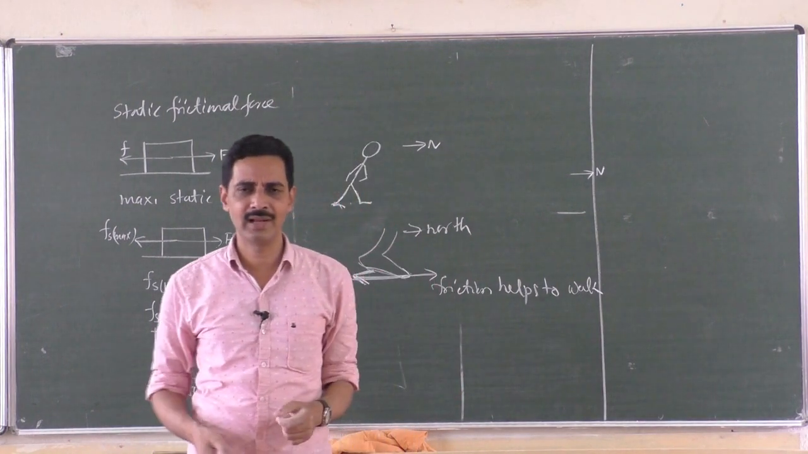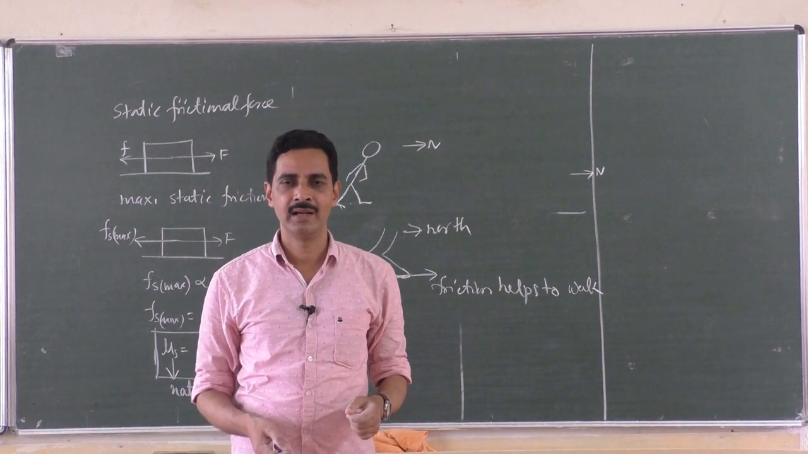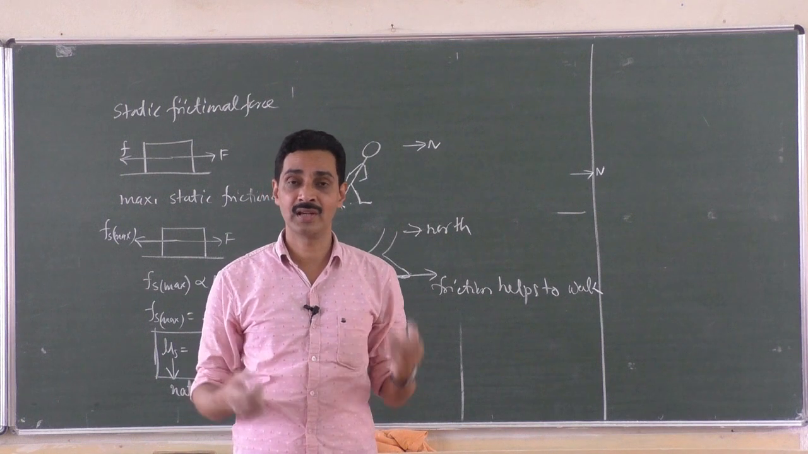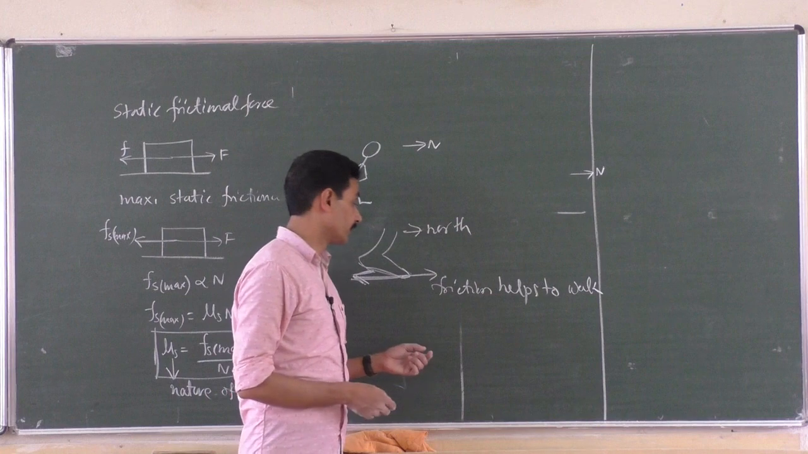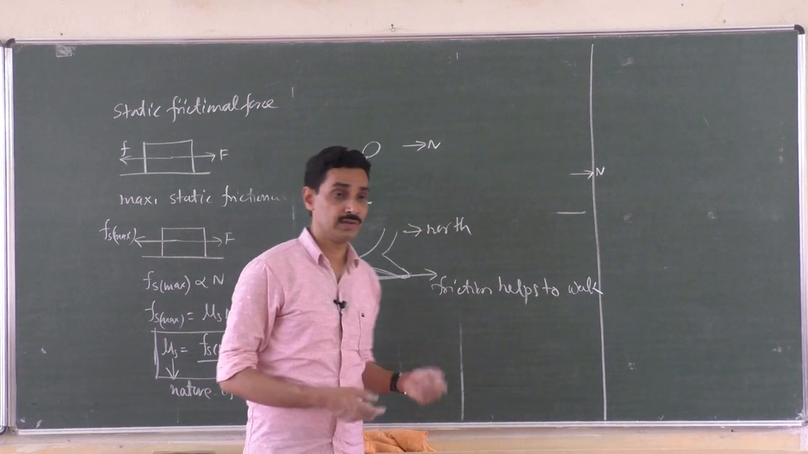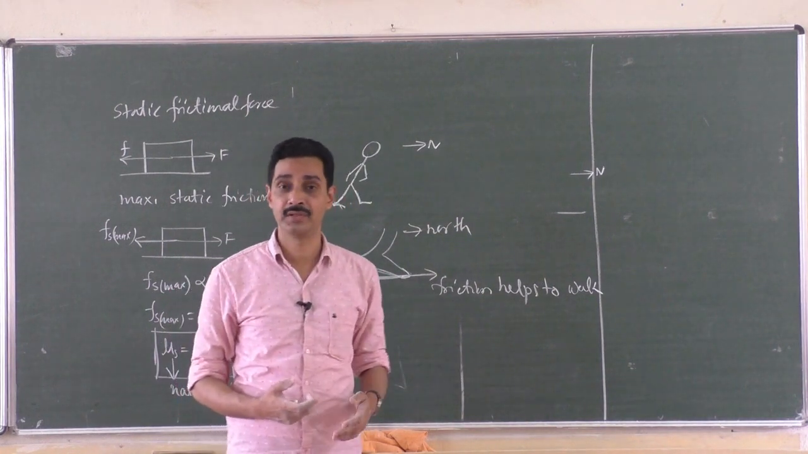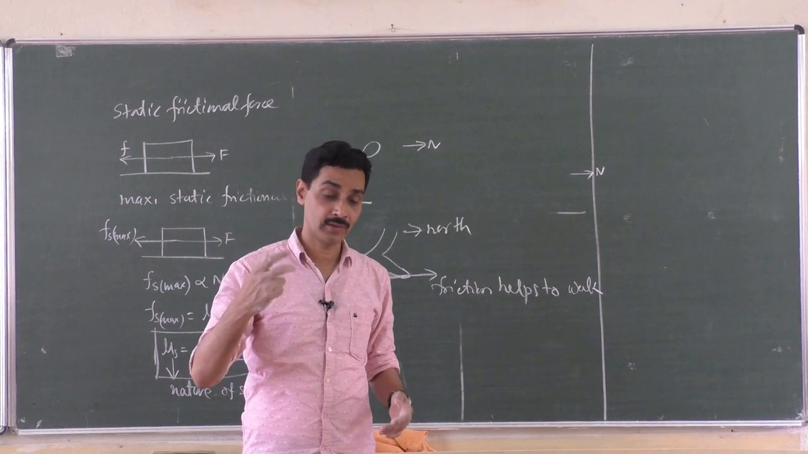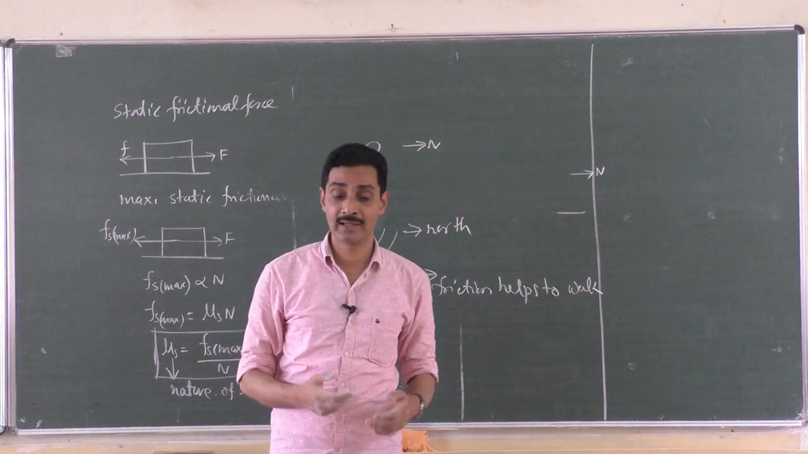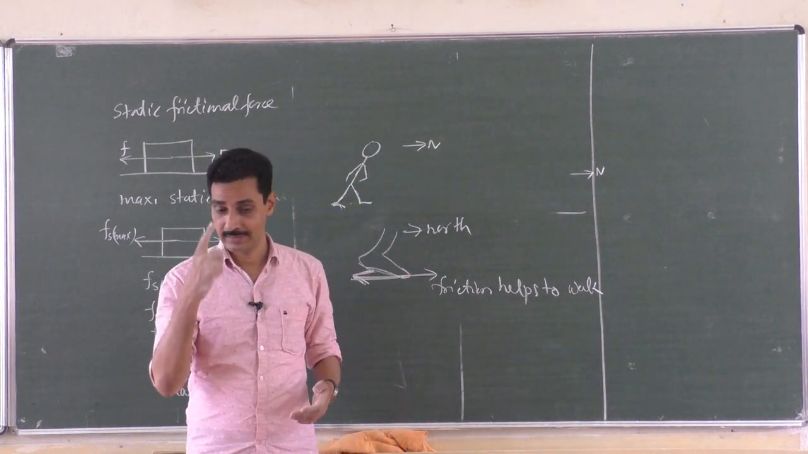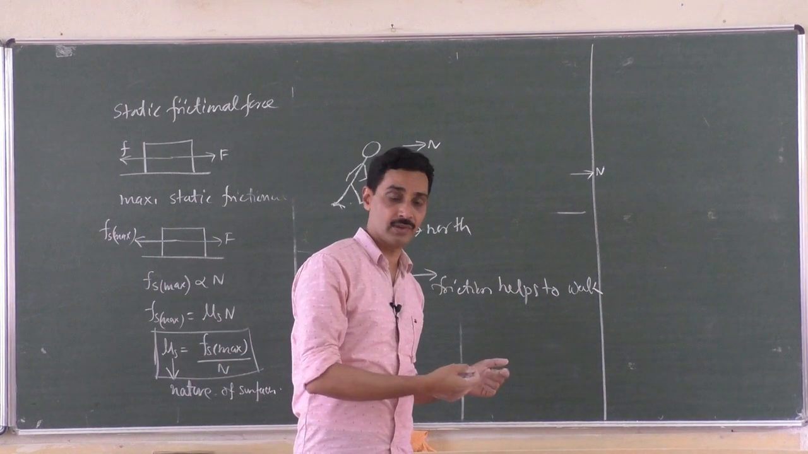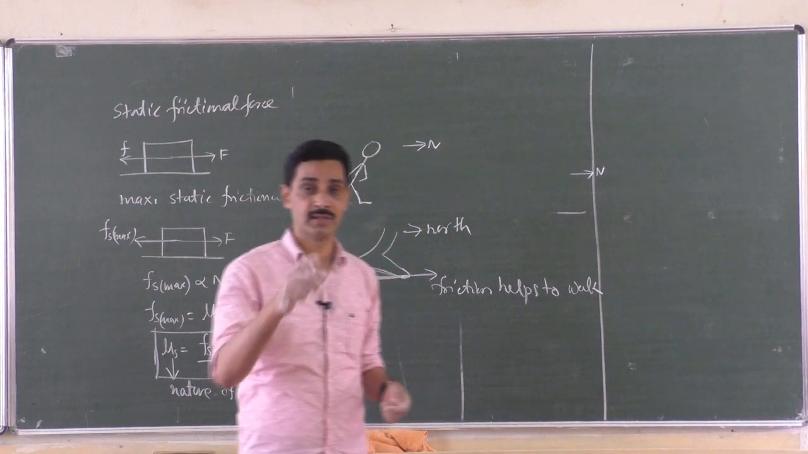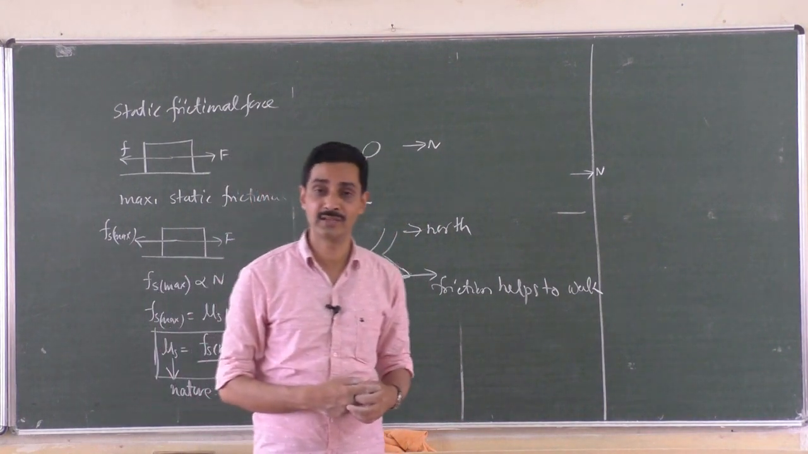A man is walking towards north, and if you say frictional force is towards south, it is wrong, because if you want to walk forward, you should take the help of some force. The force from which you are getting the benefit is the frictional force. So if you want the frictional force to help you move towards north, you have to push the ground towards south, because frictional force is always opposite to the direction of motion.